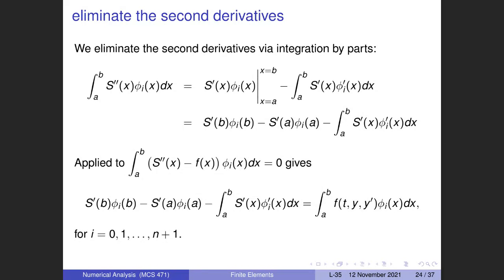Okay, so what we will do is work out the integrals. What we actually want is to get the right-hand side in there, and the right-hand side is already in there. But we will first eliminate the second derivatives of the candidate solution by integration by parts. So we have the first derivatives coming in, and we also have the values of the basis functions. Applying integration by parts gives us an equation where we integrate our right-hand side function, multiplied again with the basis.